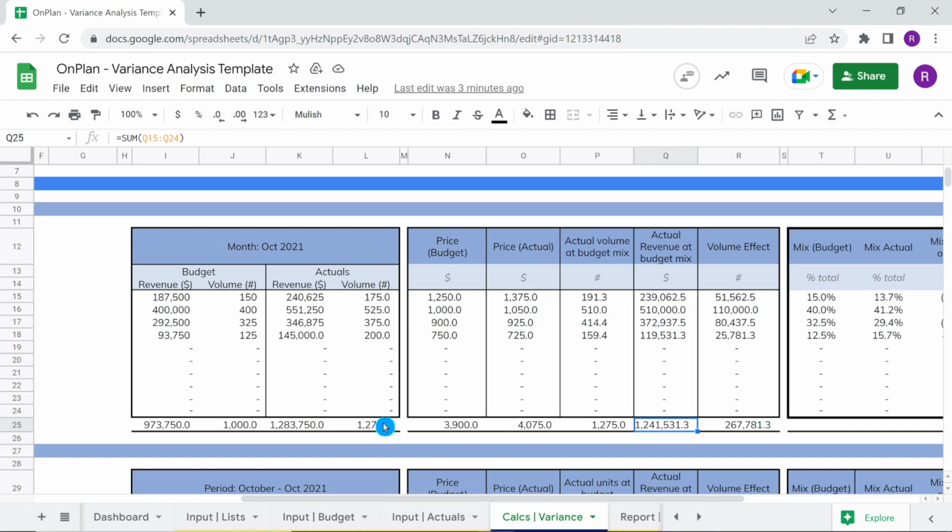Let's look at how to do these calculations. The volume of solution 1 is 15% of the total, which is calculated as 150 units divided by the total units. Therefore, the actual units at budget mix is 15% of 1,275 units, which equals 191. The actual revenue at the budget mix is the result of multiplying these 191 units by the budget price. Finally, the volume effect is calculated as the difference between actual revenue at the budget mix and the budget revenue.